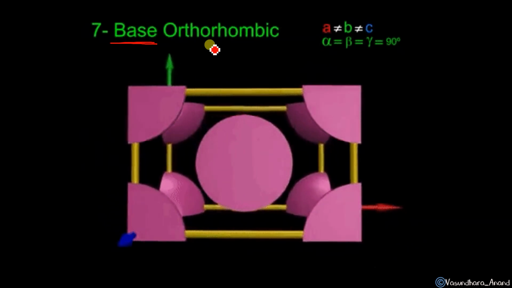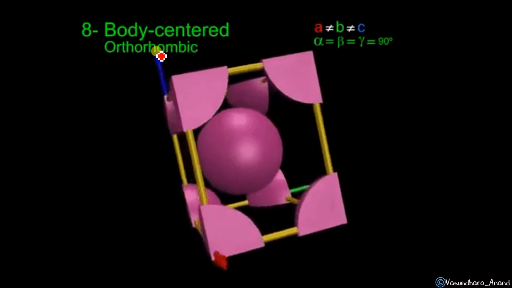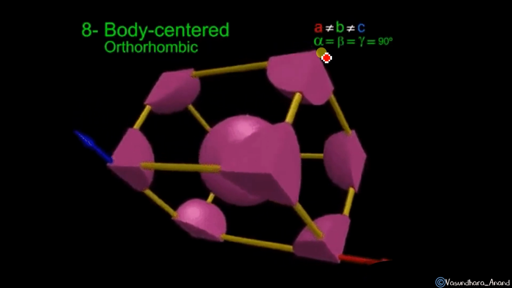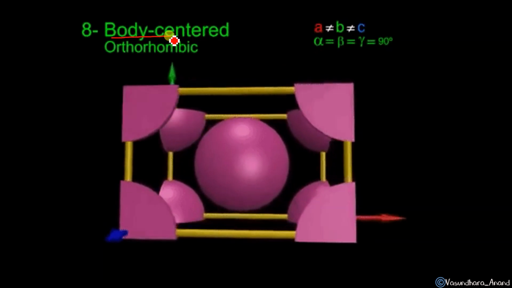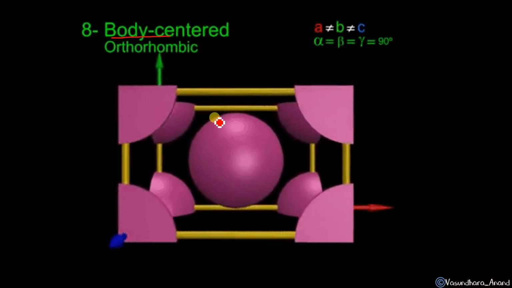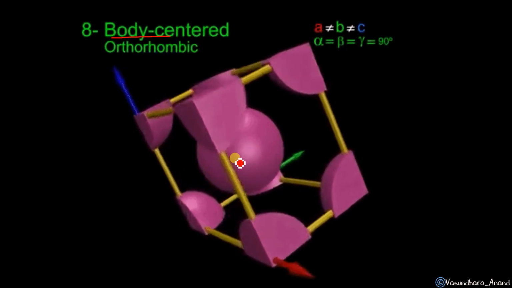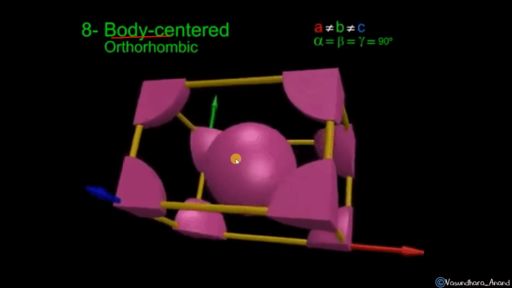Since we are talking about the orthorhombic, that means A, B, C will not be equal to each other, but the angle will be the same, 90 degrees. Body center orthorhombic, again, वही same चीज, A, B, C not equal to each other, but the angle will be the same. And since I'm talking about the body center, that means in orthorhombic के case में body के center में one lattice will be there, in the center of the body.